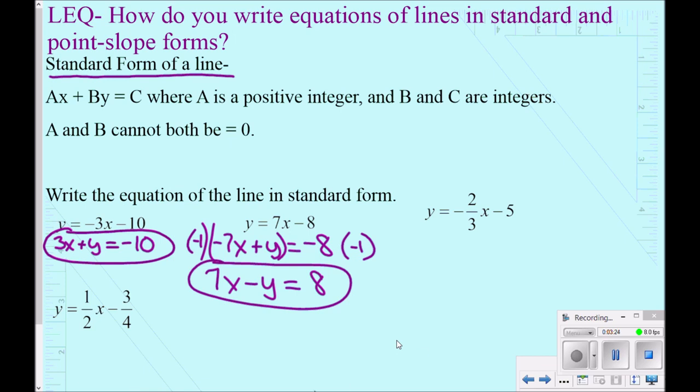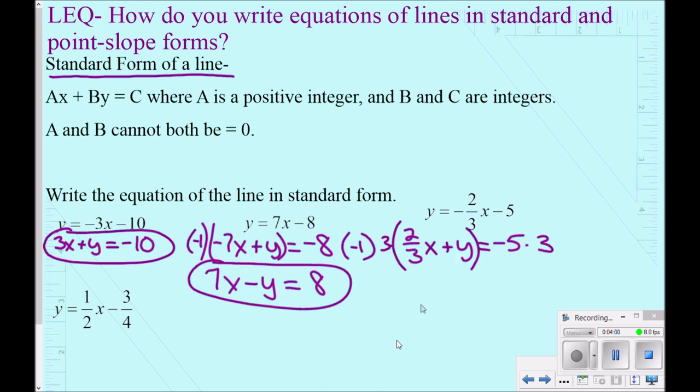Next one, go ahead and put that in your notes. So y equals -2/3 x minus 5. If I want to put that in standard form, I'm first going to get that 2/3 x over to the other side, so adding 2/3 x to both sides. 2/3 x plus y equals -5. And then the problem is that fraction. So I need to get rid of the dividing by 3. And the way that we get rid of dividing by 3 is multiplying by 3. So I'm going to multiply both sides by 3.